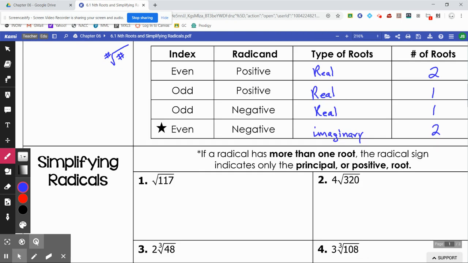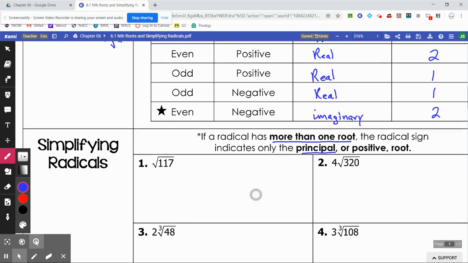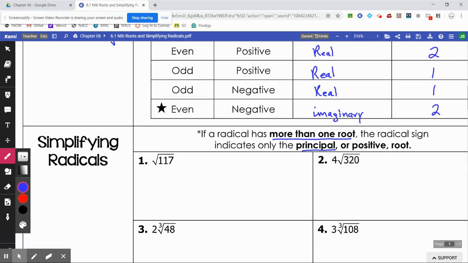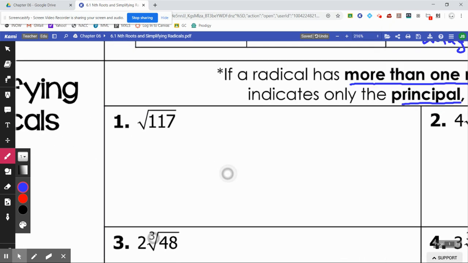And let's make a note, and something I said a while ago: if a radical has more than one root, the radical sign indicates only the principal root. If we ask you what's the square root of 117, we're only asking you for the positive version, even though we know there's two different answers, a positive and a negative. But if we don't specify, we're only asking you for the positive. So therefore, let's simplify some of these radicals.